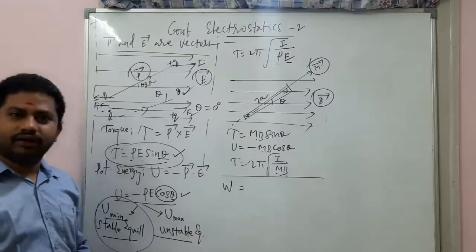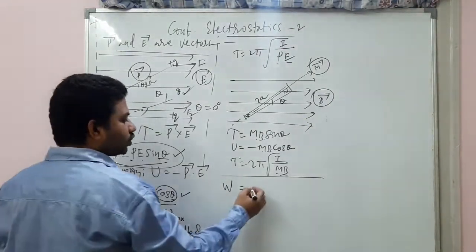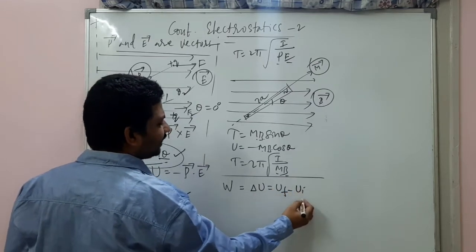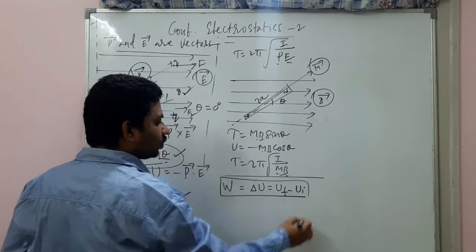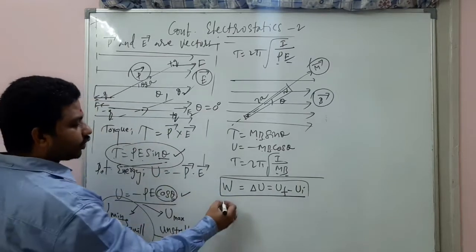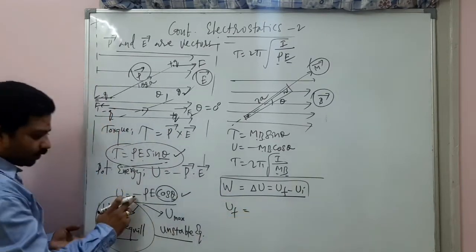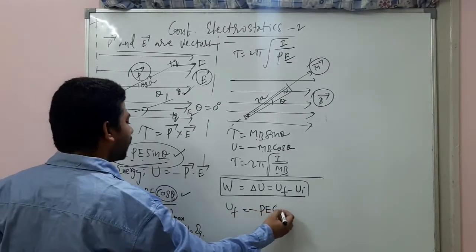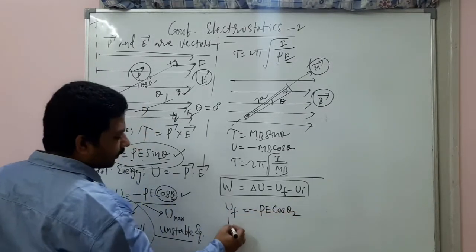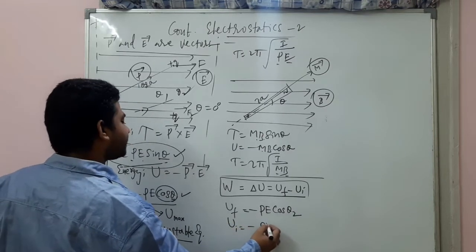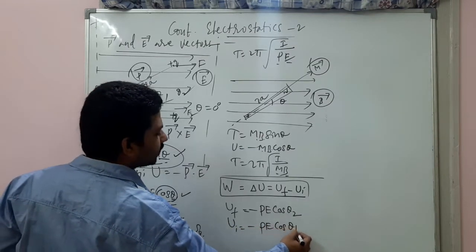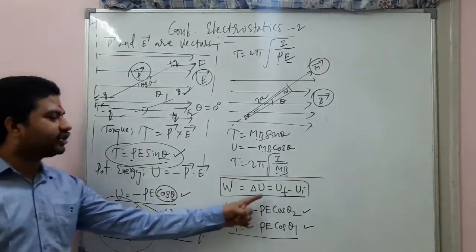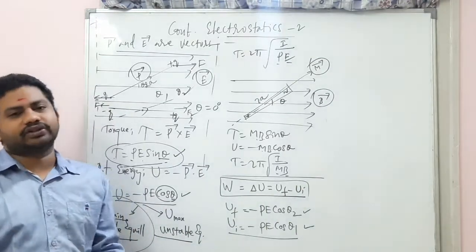So work done will have the formula, listen. It is the change in potential energy, which is final potential energy minus initial potential energy. The final potential energy is minus PE cos theta 2. The initial potential energy is minus PE cos theta 1. So the change in potential energy is UF minus UI. You get it?